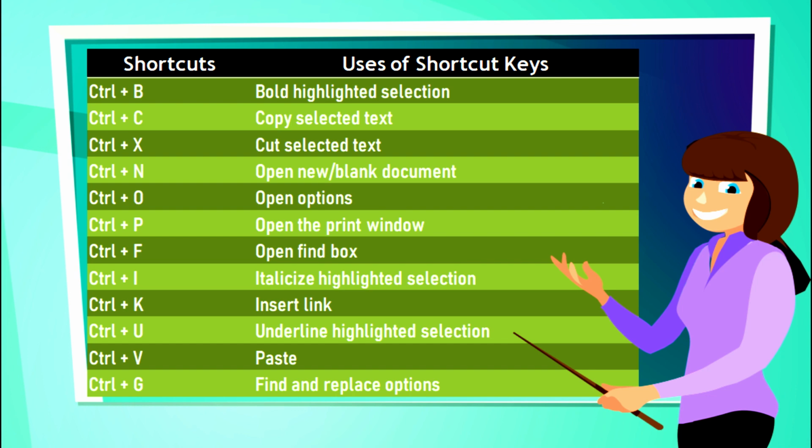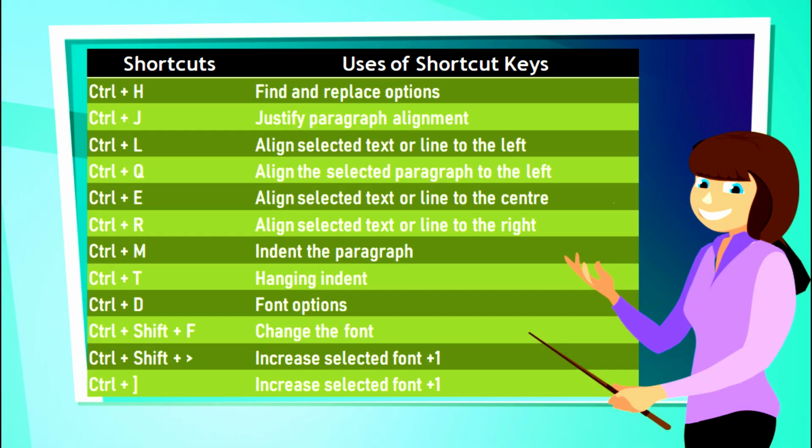Ctrl+F, open find box. Ctrl+I, italicize highlighted selection. Ctrl+K, insert link. Ctrl+U, underline highlighted selection. Ctrl+V, paste. Ctrl+G, find and replace options. Ctrl+H, find and replace options.